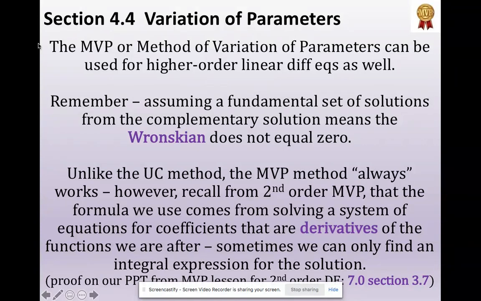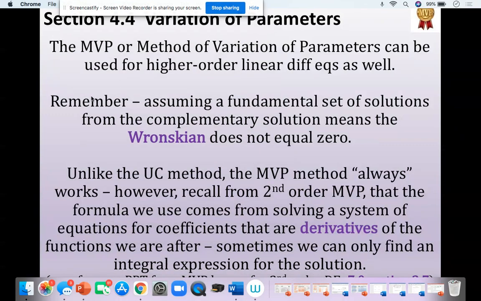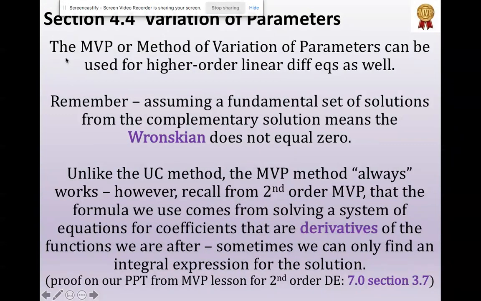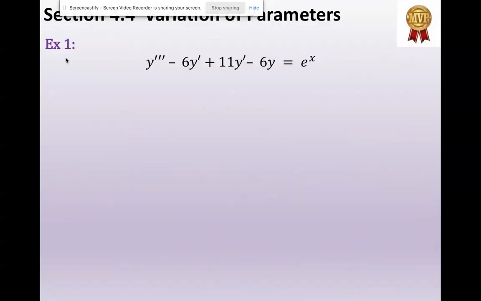As a matter of fact, sometimes the integration is undoable, and we have to actually leave our final answer in terms of an integral. So if you want to remember where the formula comes from, I did the proof for the second order back there in 3.7. You can go refresh your memory if you like, because I'm just really going to give you the formula here. We're not going to go through the proof.